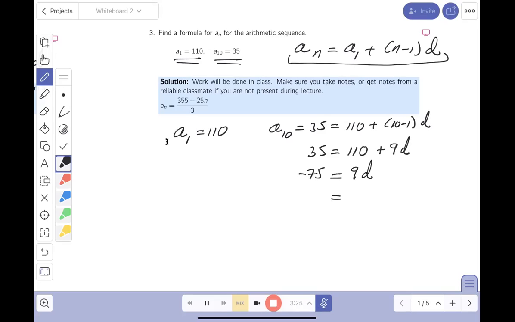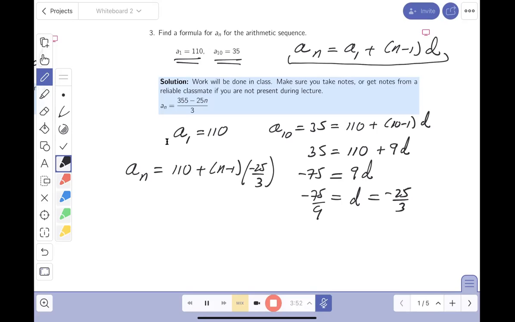Don't be alarmed. D is minus 75 over 9, so I'm going to reduce that by 3. That's minus 25 thirds. Let's write the formula down now. AN is A1 plus N minus 1 times D, which is minus 25 thirds.